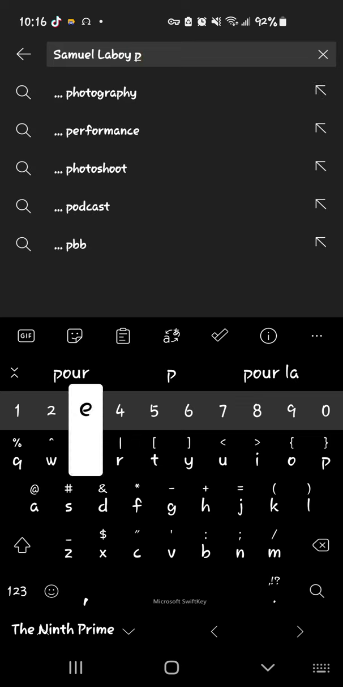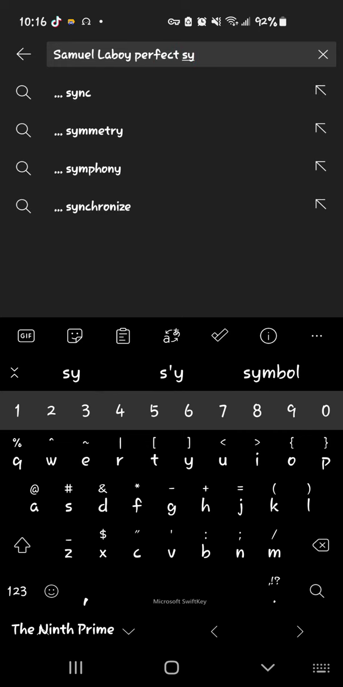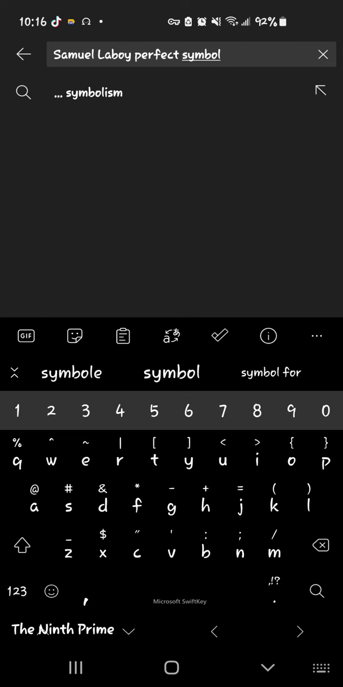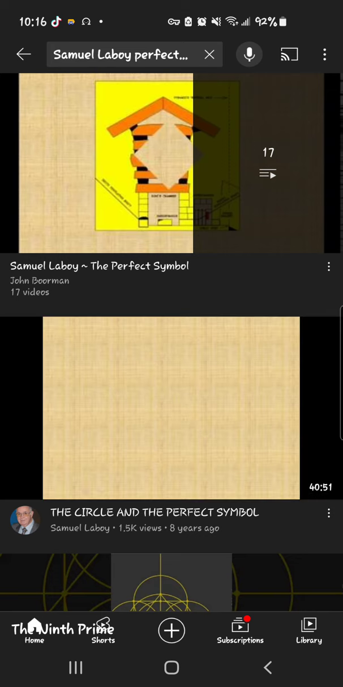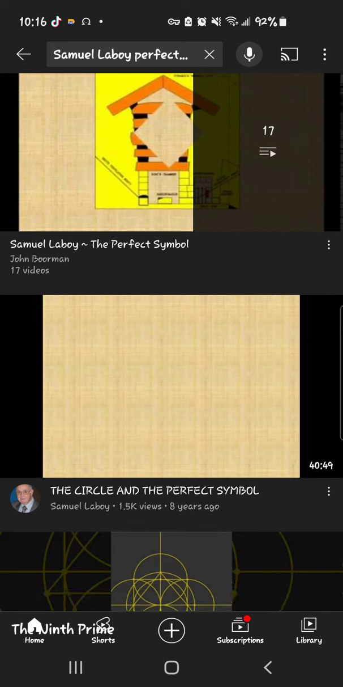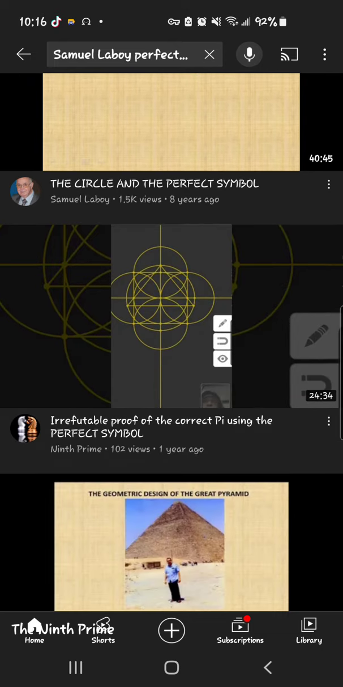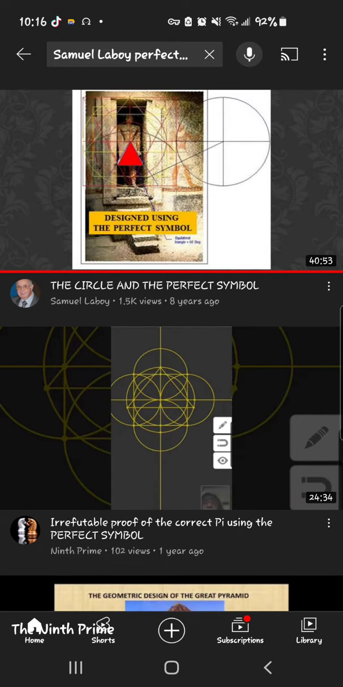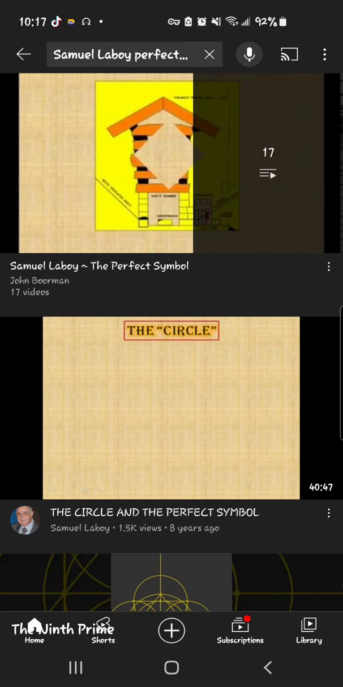And you can write down perfect symbol. But the thing is that Samuel LeBoy, though he did use the perfect symbol to do his template, and that's the second one. The second one is the one I prefer. As you can see, that's one of my videos, the third one right there, where it says irrefutable proof, but still that's not what we're talking about.